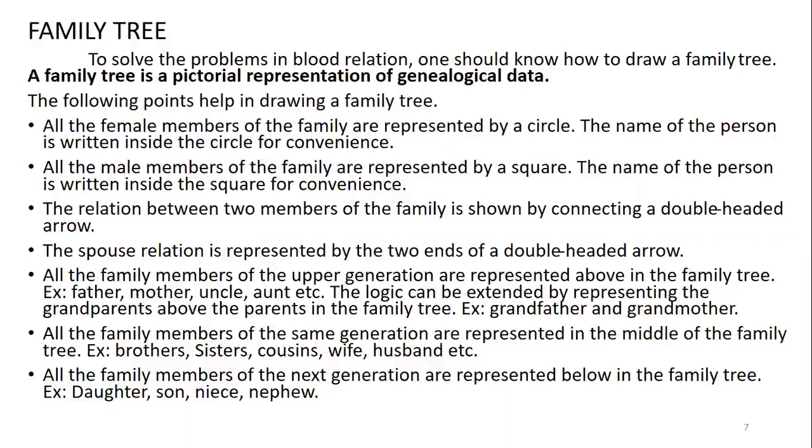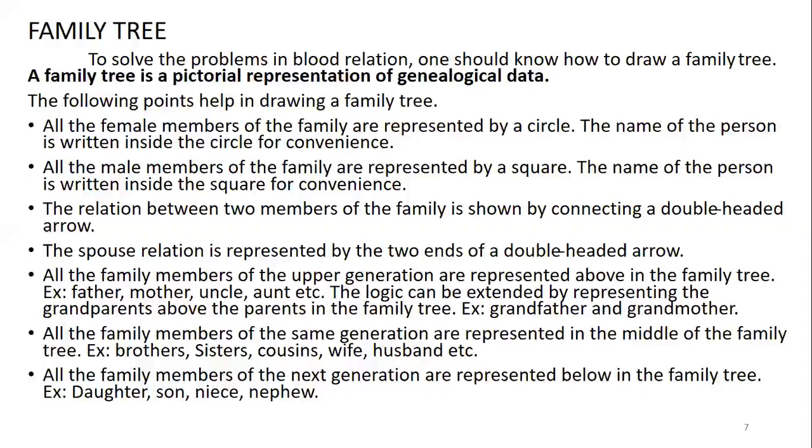This is just a pictorial representation to differentiate male and female, brother or sister, like that. The relation between two members of the family is given by a double-headed arrow. The relationship is written there. The spouse relation is represented by the two ends of the double-headed arrow. All the family members of the upper generation are represented above in the family tree. For example, if father and mother are written, then the upper generation, grandfather and grandmother, will be taken a step ahead, written on top of them.